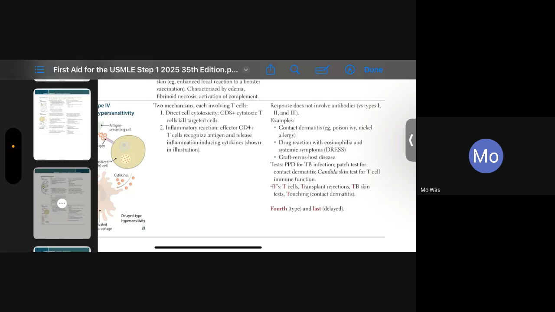Similarly, you're going to have MCQs related to poison ivy, nickel, drug reactions like DRESS syndrome, and graft versus host disease, which we are going to do in a bit.